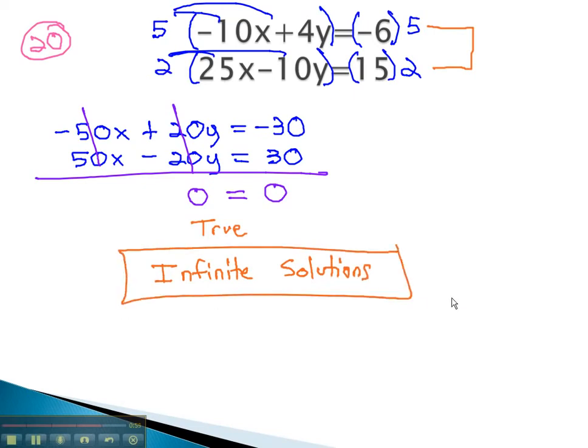If the variable subtracts out completely, there are either infinite solutions or no solutions. And we decide that by whether or not we have a true statement when the variables subtract out.